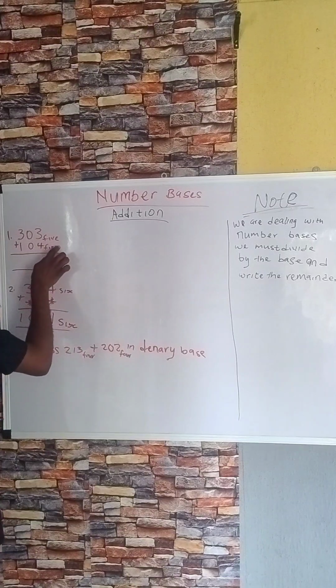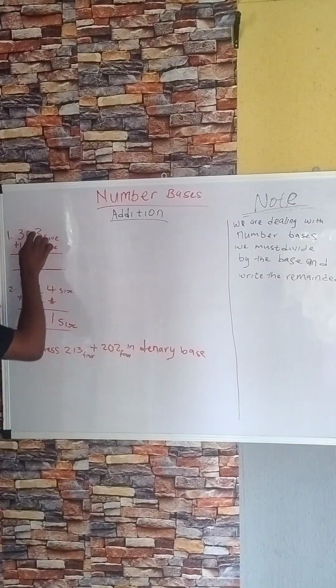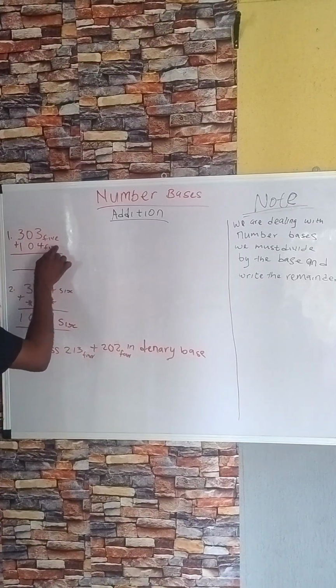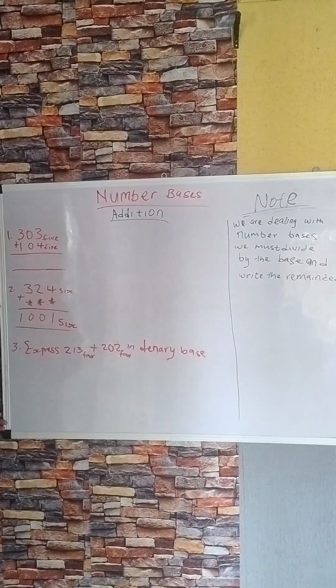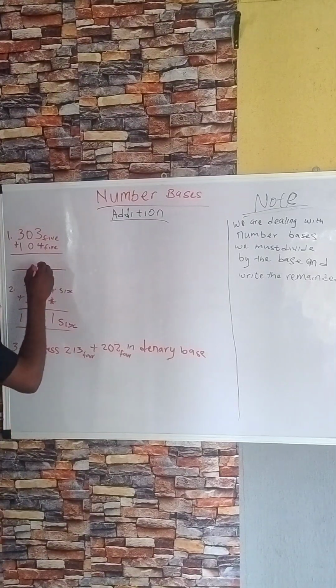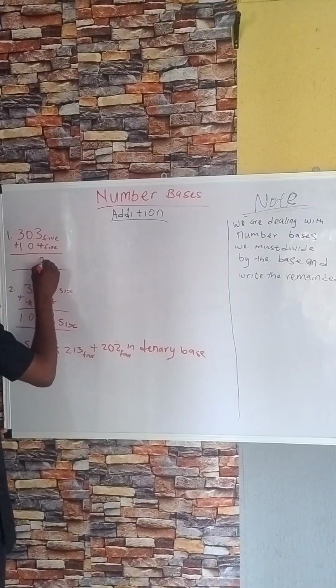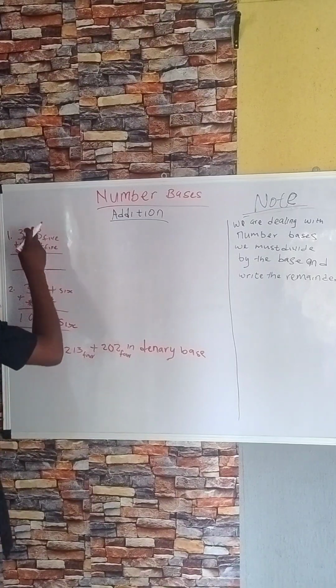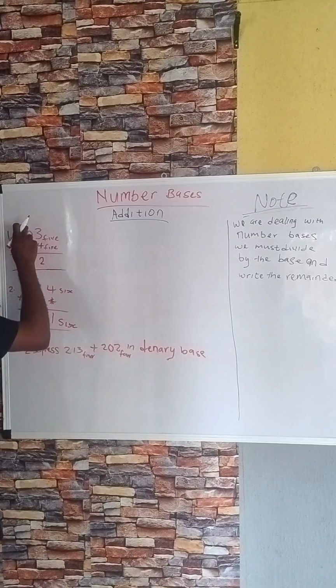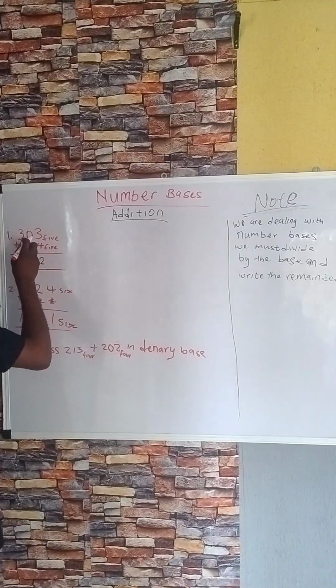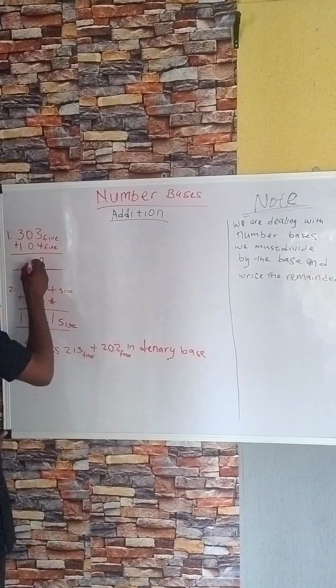But now you are dealing with base 5. 3 plus 4 is equal to 7. You have to divide by 5. If you divide by 5, you get 1 remainder 2. So let's write out 2 here. That 1 is moved over here. So 1 plus 0 is 1, and 1 plus 0 again is still 1. You bring down the 1 here.